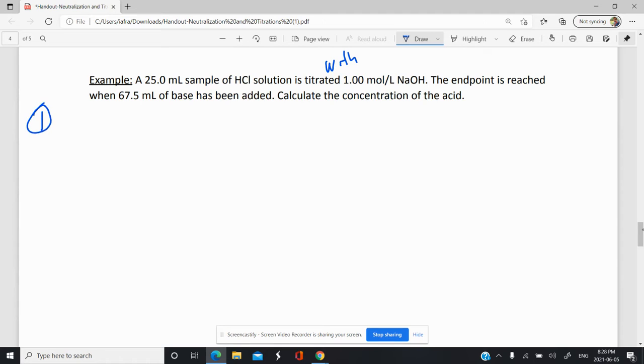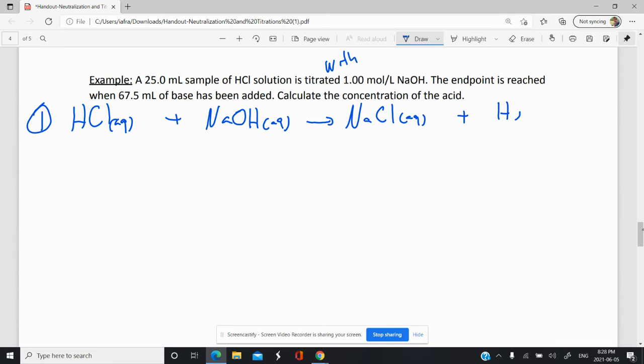Let's first of all start writing out our reaction. So we have HCl, aq, plus NaOH, aq, that's our base. It's going to be a neutralization reaction that happens. And we get some NaCl in there. That's a 1-to-1 ratio again, plus H2O. Our base and acid are 1-to-1 ratio.